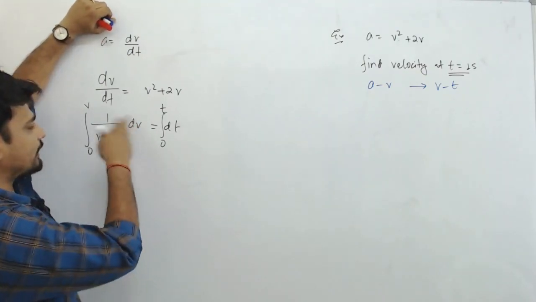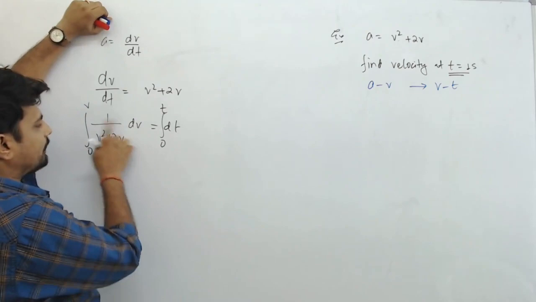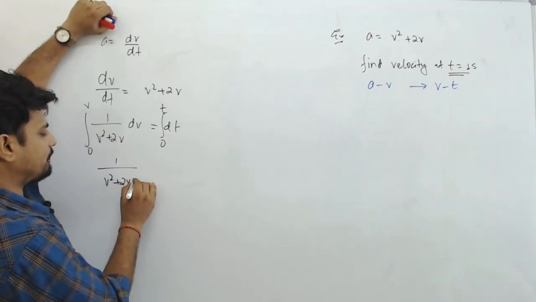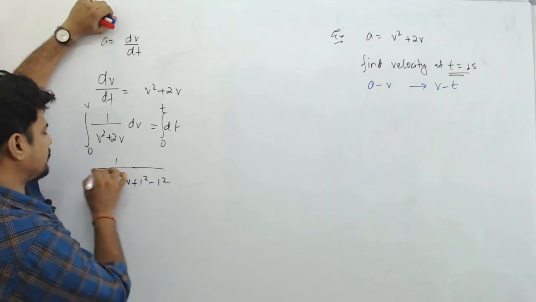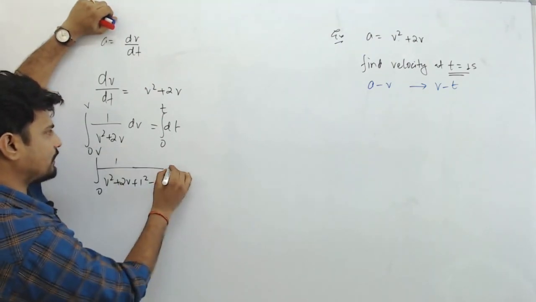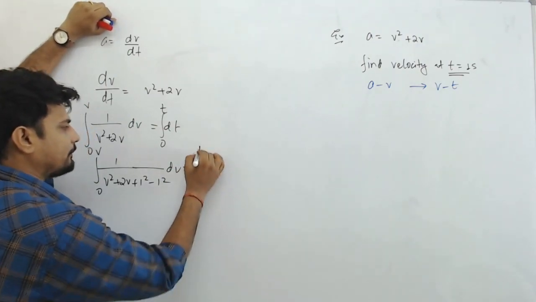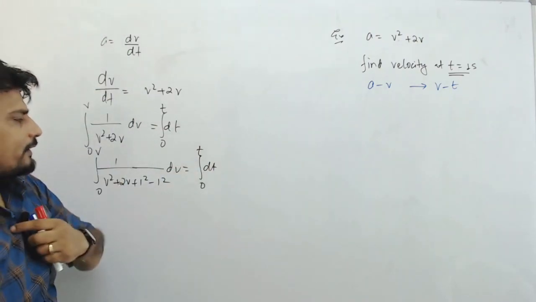Looking at this, I can simply say that I can make it a perfect square. How? This is going to be how much? v square plus 2 times of v plus 1 square, subtract 1 square. I'm sure you must have done integration properly, otherwise do it properly. dt from 0 to t. This is one of the special type of integrals.